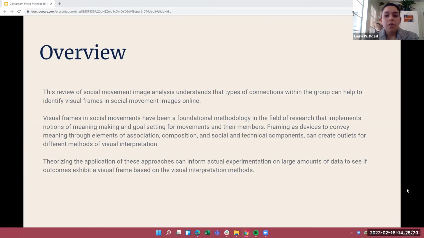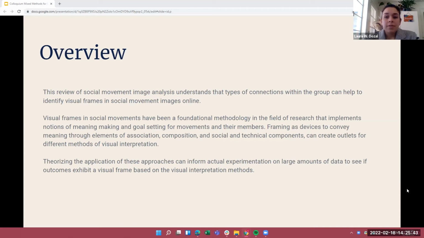And overall, this review of social movement image analysis understands that types of connections within the group can help to identify visual frames in social movement images online. Visual frames in social movement have been a foundational methodology in the field of research that implements notions of meaning-making and goal setting for movements and their members.